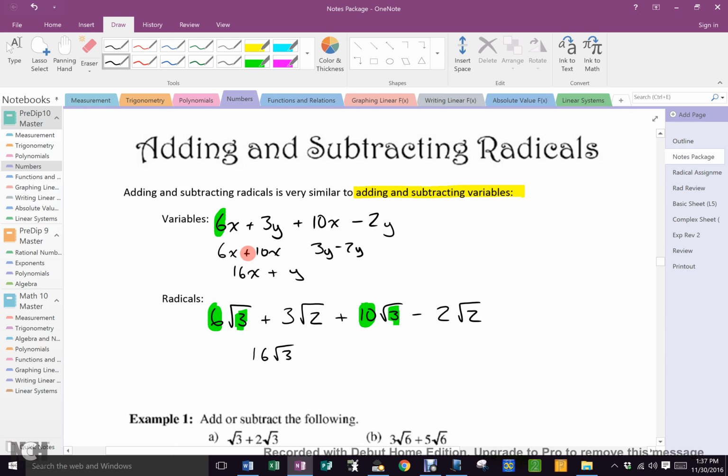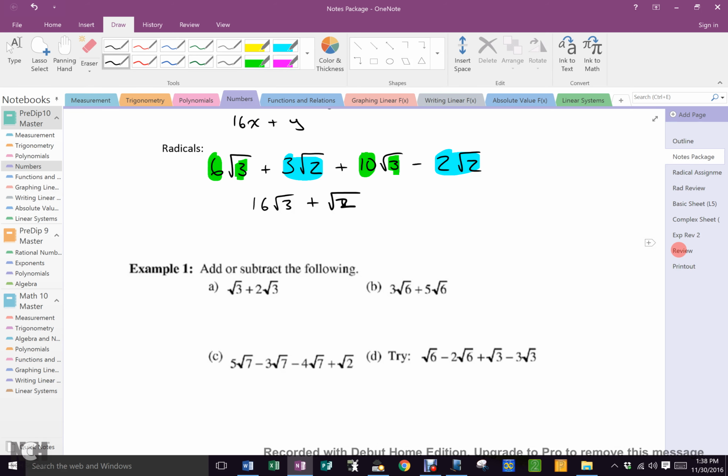Just like you don't change this x when you're adding, you don't change a radical when you're adding. And then, of course, the other one would be 3 root 2 minus 2 root 2, which would get you plus 1 root 2. Everybody good? That's it. Now, the problem is, are you allowed to forget about everything else you've done in math so far? Of course not. So, all that stuff we know about simplifying, we got to bring to the party here as well. So the first couple are very easy. Do them in your sleep. Do them in your head.